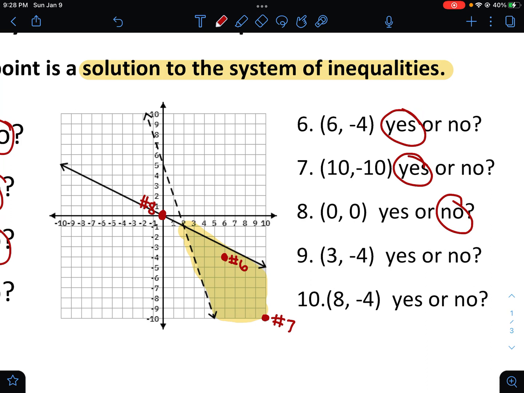3, -4. So I go over 3, I go down 1, 2, 3, 4. So it's going to be right here. It falls on a dotted line, which means it falls through the crack, and it's not a solution. 8, -4. It's right here, number 10. That is on a solid line in the shaded area, so yes, that works as a solution. So we have to know the difference between number 8 not being a solution and number 10 being a solution.